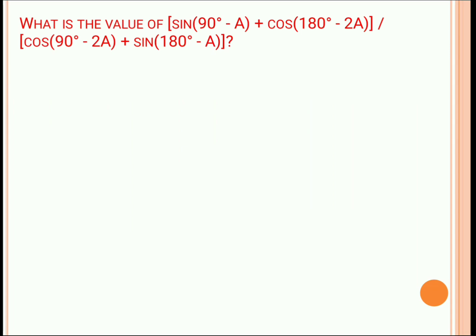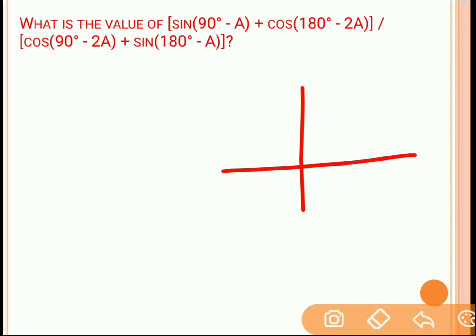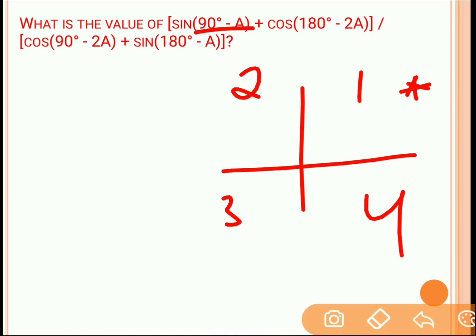What is the value of sine 90 minus a plus cos 180 minus 2a upon cos 90 minus 2a plus sine 180 minus a? Now we have trigonometric identities. Like there are total 4 quadrants, first, second, third and fourth. So 90 minus a means what? It is in the first quadrant. Now whenever we convert 90 minus a, that is odd multiple of pi by 2, sine will be converted into its complementary function. So sine becomes cos.